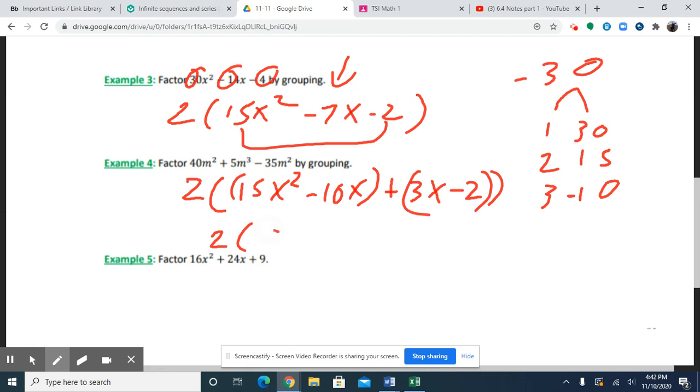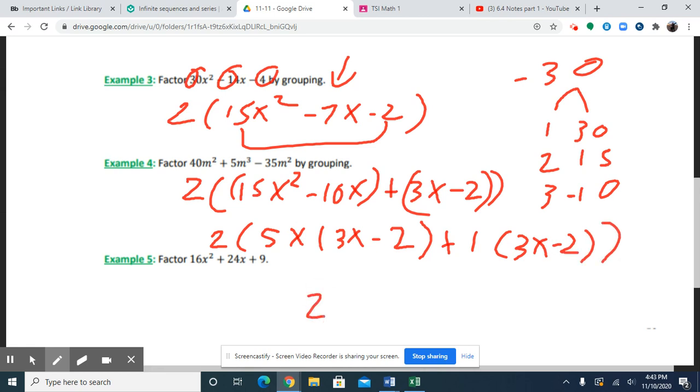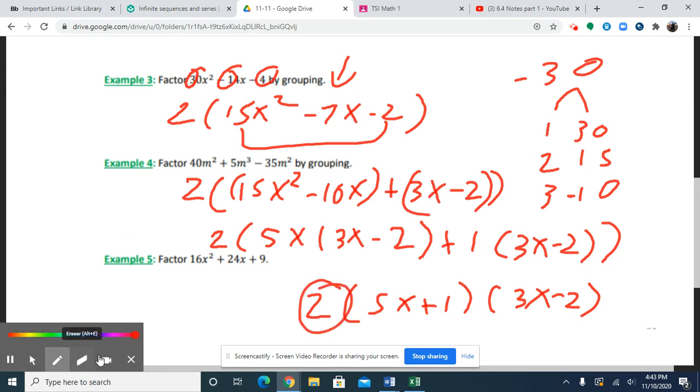From the first part, we can factor out 5x. We should have 3x minus 2. As you can see, we already have 3x minus 2, so there's nothing else that we can do there. We just know that there's a 1 in front of 3x minus 2. So rewriting all of this, the answer should be 5x plus 1 and 3x minus 2, and that 2 on the outside will never leave.